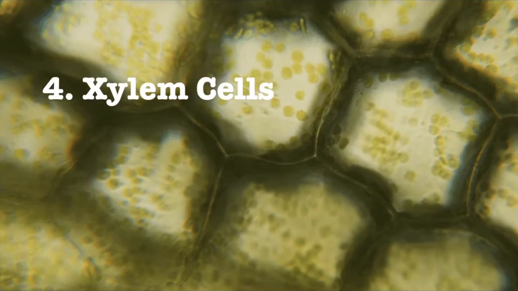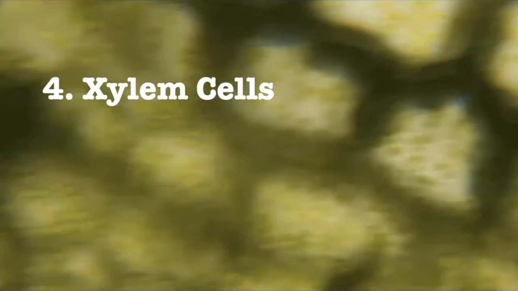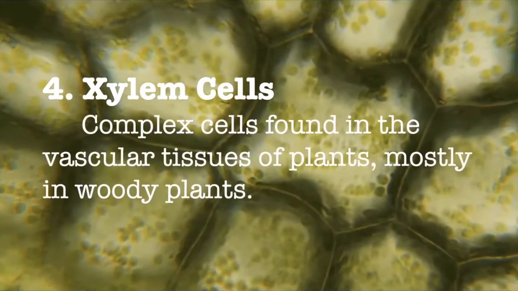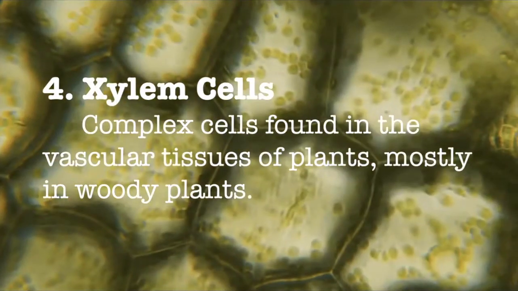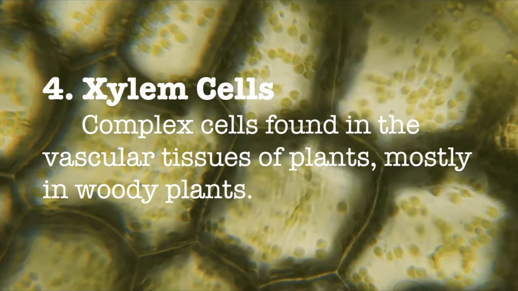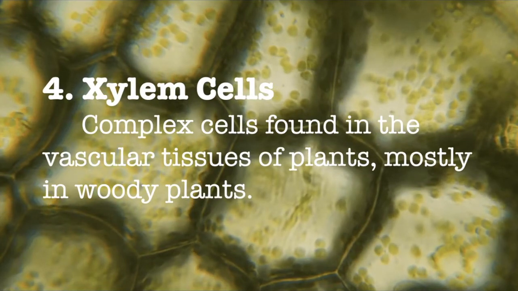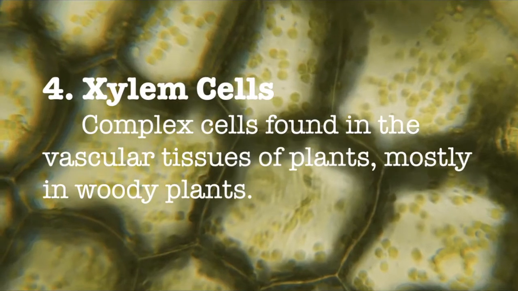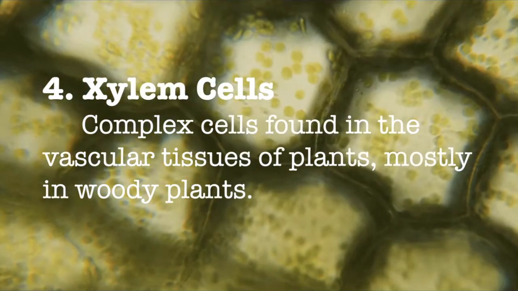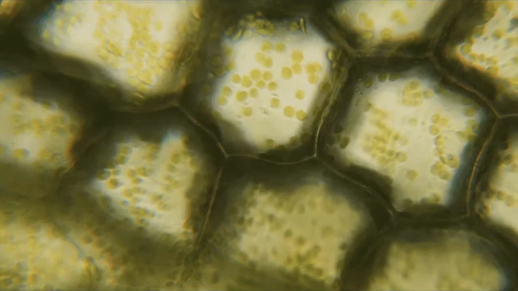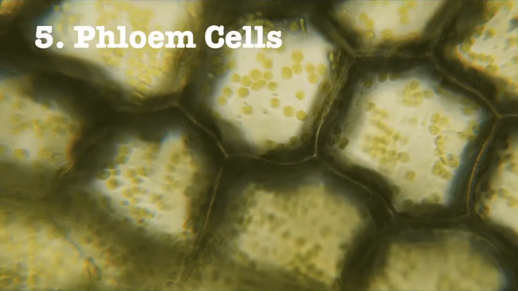The fourth one is the xylem cells. Xylem cells are complex cells found in the vascular tissue of plants, mostly in woody plants. The fifth, we have phloem.